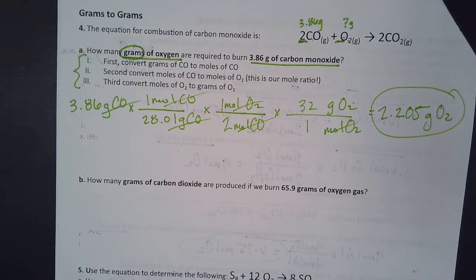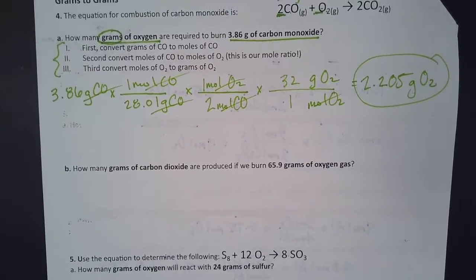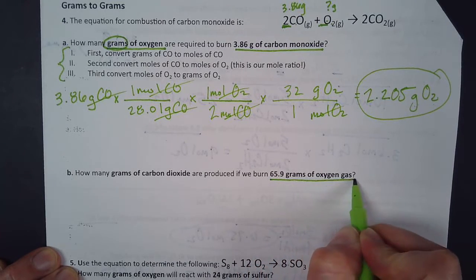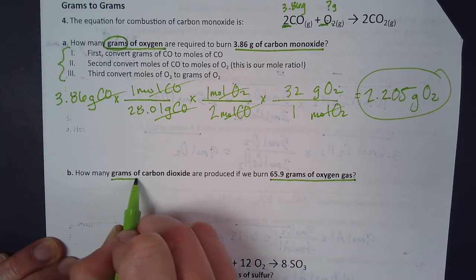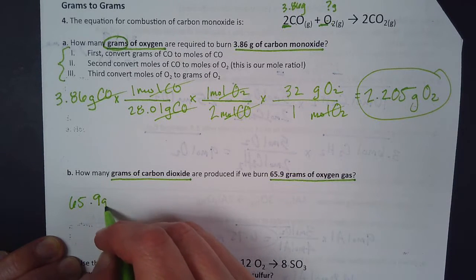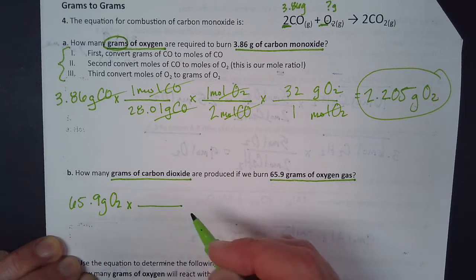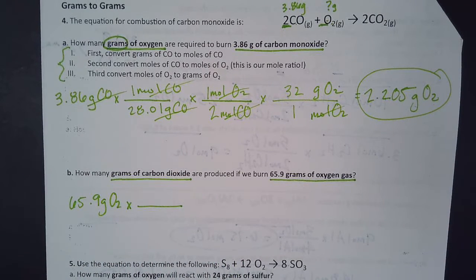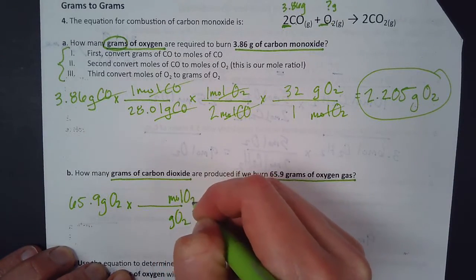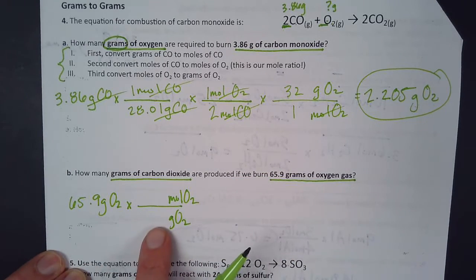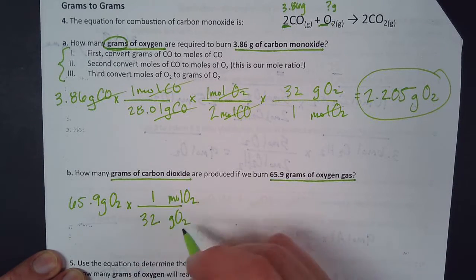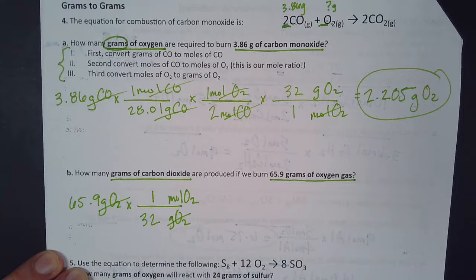Ooh, let's do B. Okay. So we have 65.9 grams of oxygen gas. We want to get into grams of carbon dioxide. So we're going to do 65.9 grams of O2. We need to get grams of O2 into what, class? Moles. So grams of O2 on the bottom, moles of O2 on top. Oxygen is O2, so it's going to be 32, and that's 1 mole. So grams of O2 cancel.